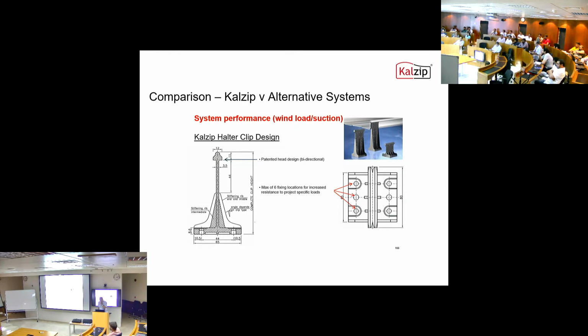This is just a bit of a comparison of a Calzip system against an alternative system we sometimes come across. The main difference with our system is this symmetrical design to the head of the clip, which enhances the structural performance considering wind suction. Also, the base of the clip has options for 6 fasteners. Again, that is beneficial for structural performance, depending on what substrate we're fixing to.